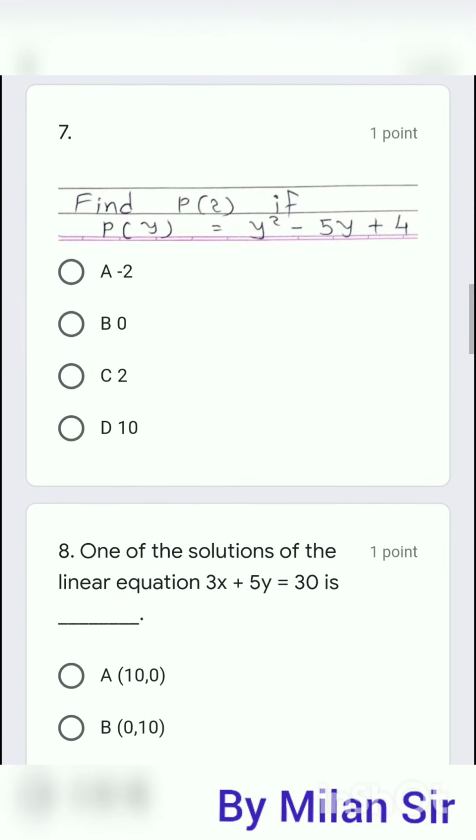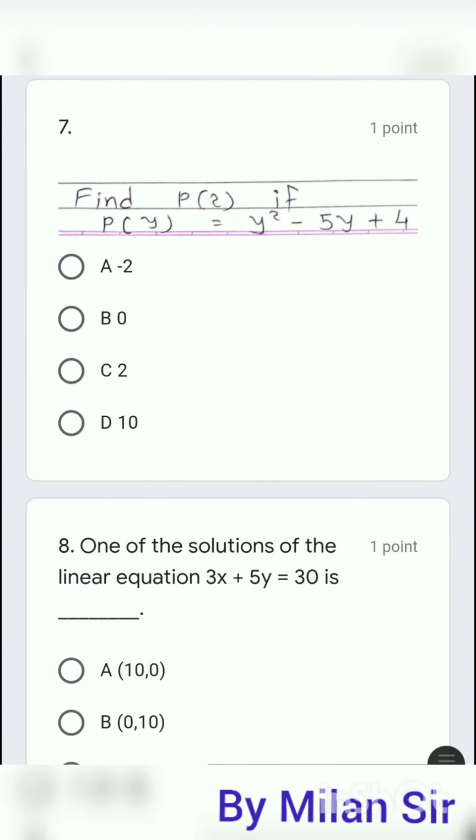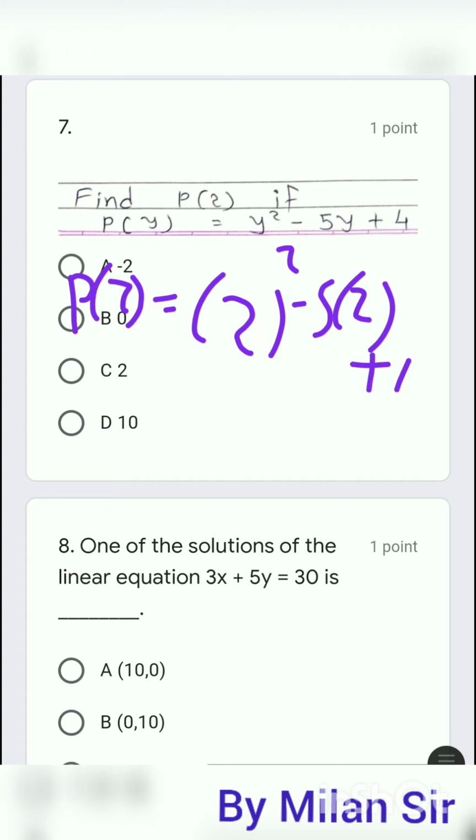After that, question number 7. Here we need to find p(2) if p(y) is given to you. If we want to find p(2), in place of y we need to put the value 2. So p(2), in place of y put the value 2, so 2 square minus 5 into 2 plus 4.